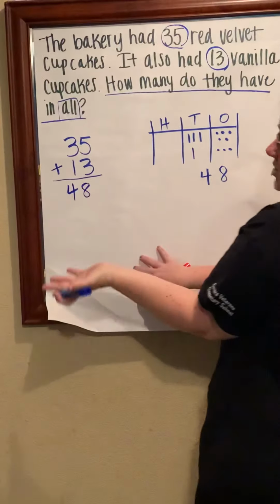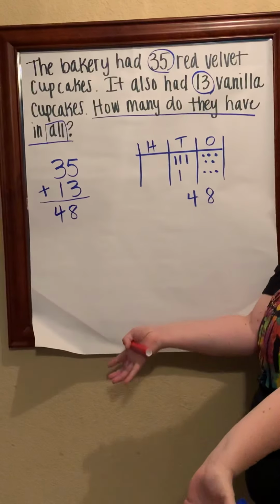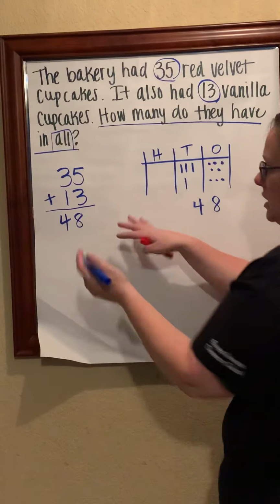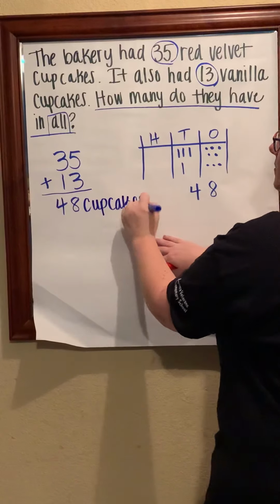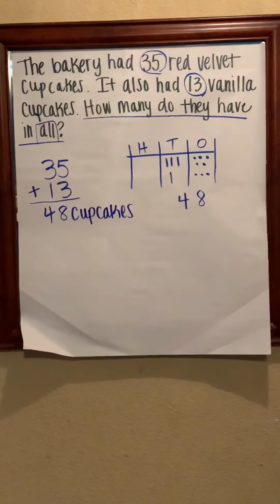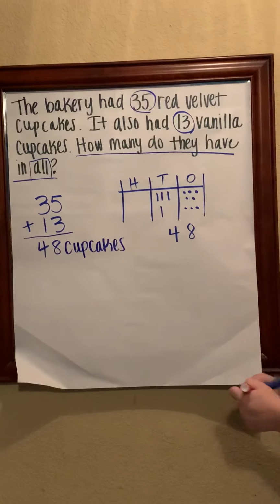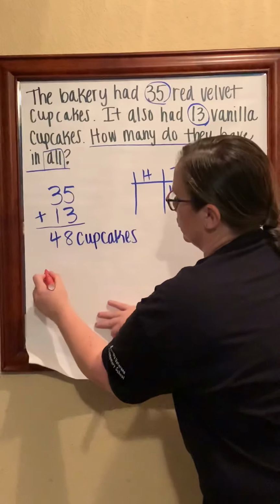And then what am I talking about? Am I talking about dogs? No, I'm talking about cupcakes, okay? All right, another way that you can solve this problem is by using a number line.